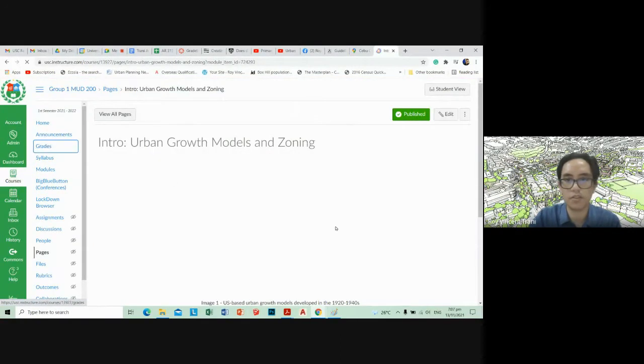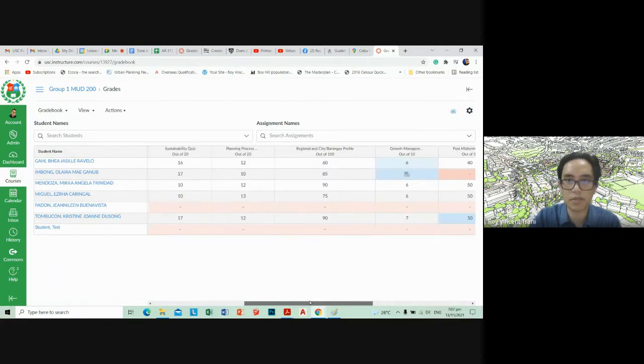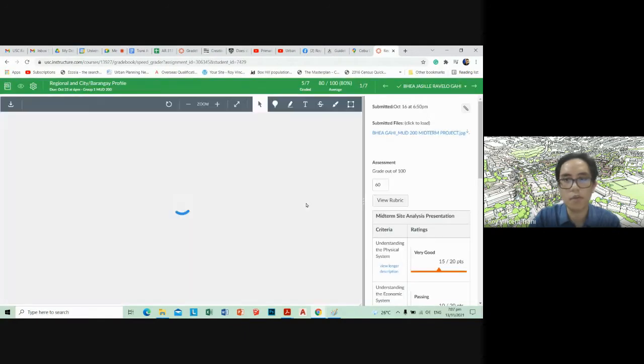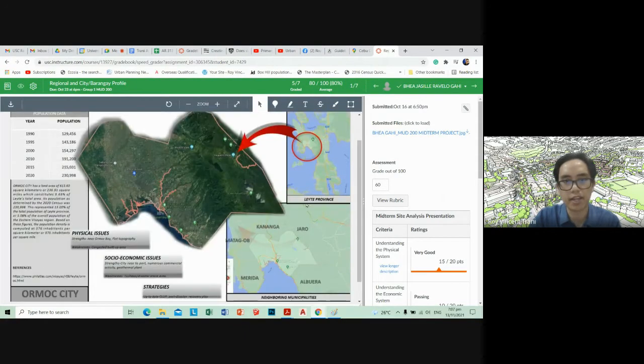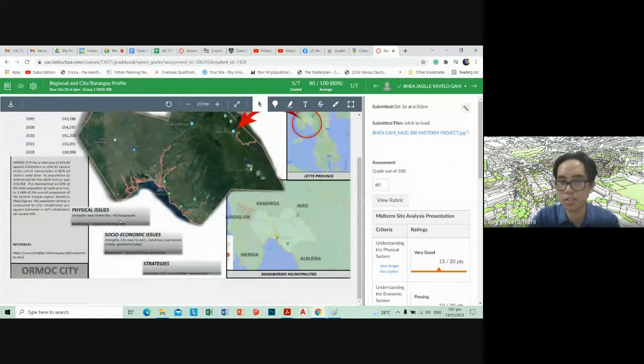Let's look at your submissions. Building upon your submissions for the midterms, I think over here we already wrote down or tracked the boundaries. We already have the boundary of our different cities. You have Ormoc over here. You track the issues, the problems, and the opportunities.